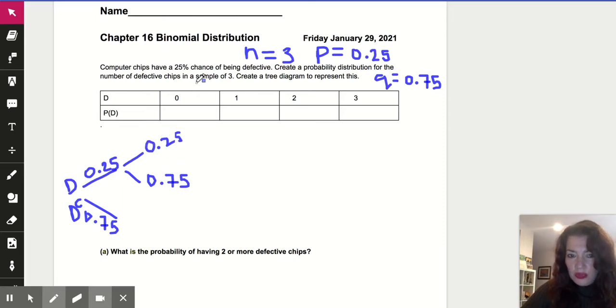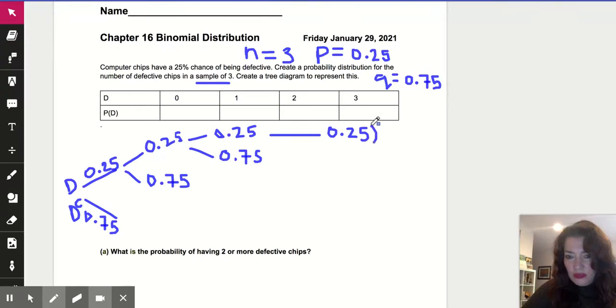And then we're going to pick a sample of 3. So my third one is going to be defective, or it will be not defective. So these are my outcomes. If you follow the branches, you'll see there are 1, 2, 3 outcomes. So the first one here means that one possibility is that you pick 3 that will be defective, so 0.25 cubed.